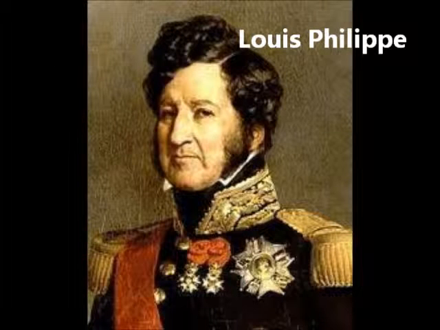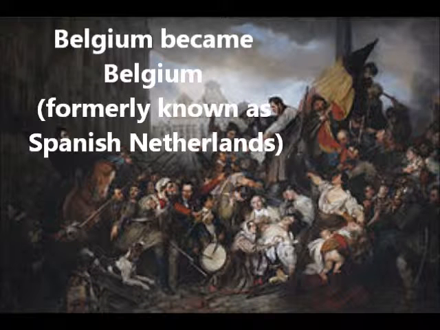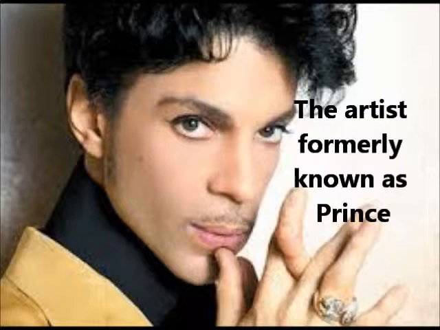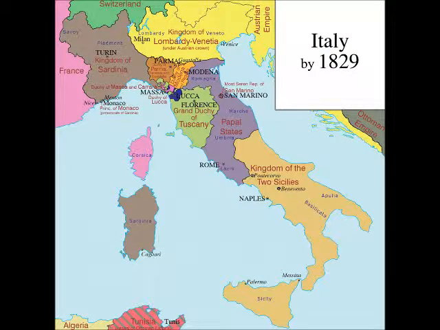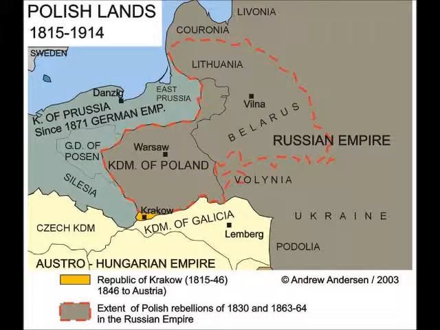Belgium also became its own nation. It had been the Spanish Netherlands, but had been taken over by the Netherlands. Well, the people who lived there declared themselves an independent nation from the Netherlands. In Italy, revolutionaries are going to fight to make Italy a unified country. But they weren't successful. That happened much, much later. In Poland, revolutionaries tried to get rid of Russian rule, but they failed.